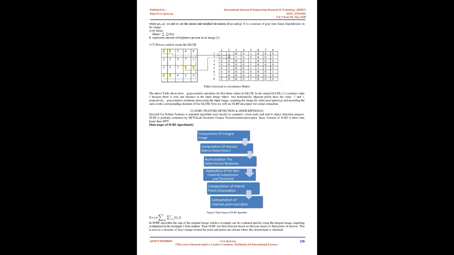4.4, Homogeneity. This statistic is also called inverse difference moment. It is used to measure an image's homogeneity as it assumes larger values for smaller gray tone differences in pair elements. Homogeneity is more sensitive to the presence of near diagonal elements in the GLCM. Homogeneity has maximum value when all elements in the image are the same.